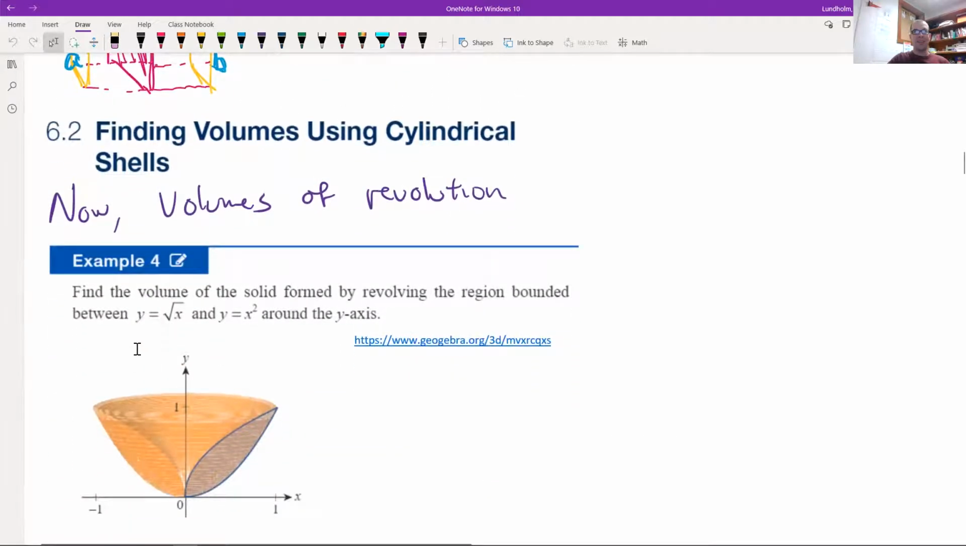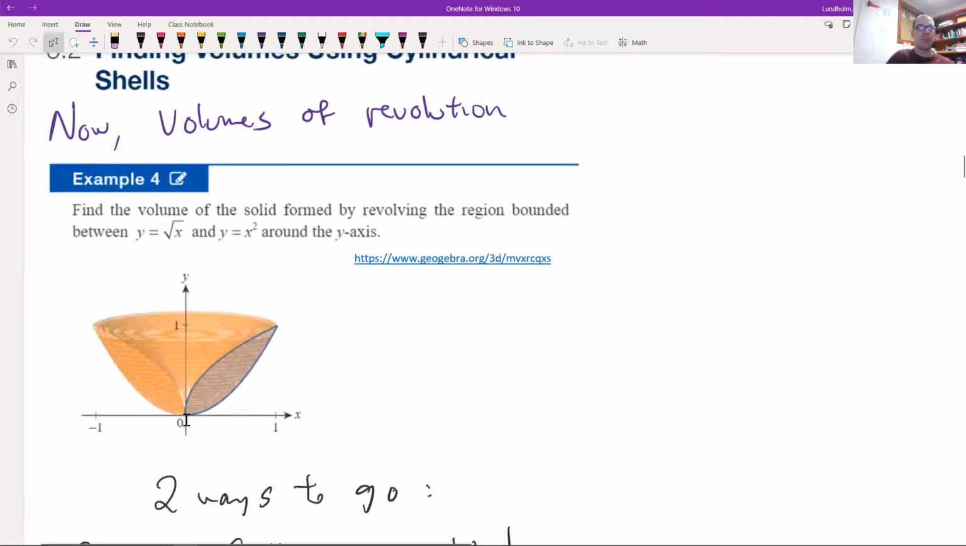So now we're getting into section 6.2. We're 34 minutes into this, and we're going to talk about creating volumes of revolution. So now the idea is we've got this leaf shape. And this leaf shape, if it was just itself in the XY plane, we could find its area either using dx or dy at this point.